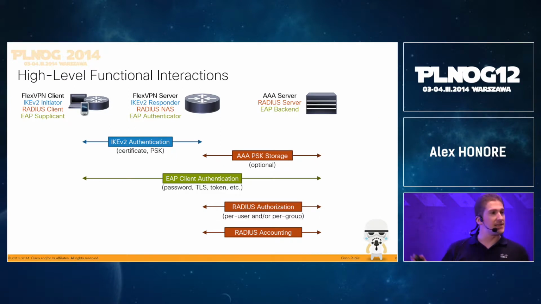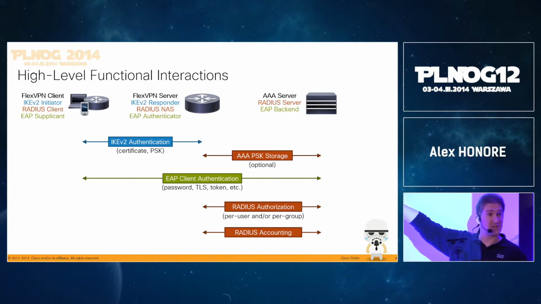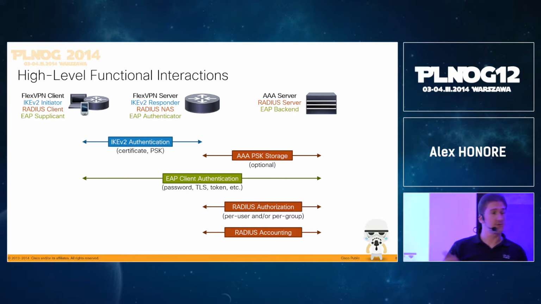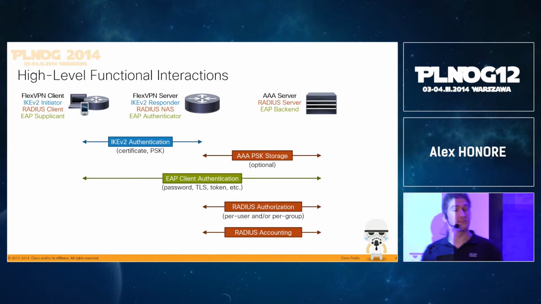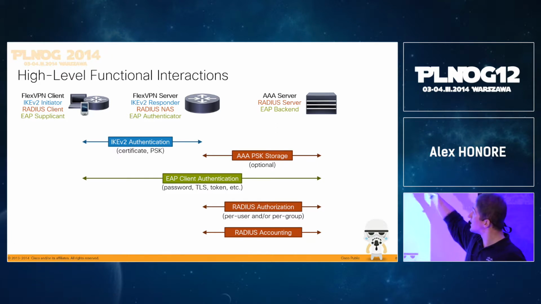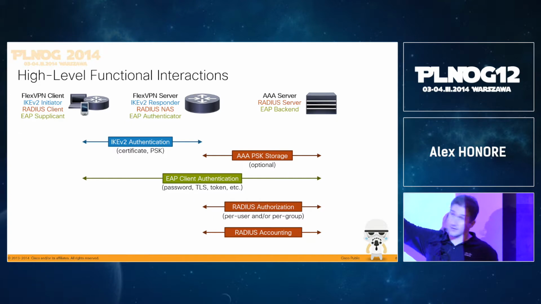So functionally speaking, what we'll deal with is three main protocols. We'll have the IKEv2 exchange between the client, any kind of client, mobile, laptop, and the server, the Flex server. On the right-hand side, we'll have RADIUS between the FlexVPN server and the backend server. If you do EAP, you're going to have the client as a supplicant that's going to speak EAP with the backend server via the FlexVPN server.